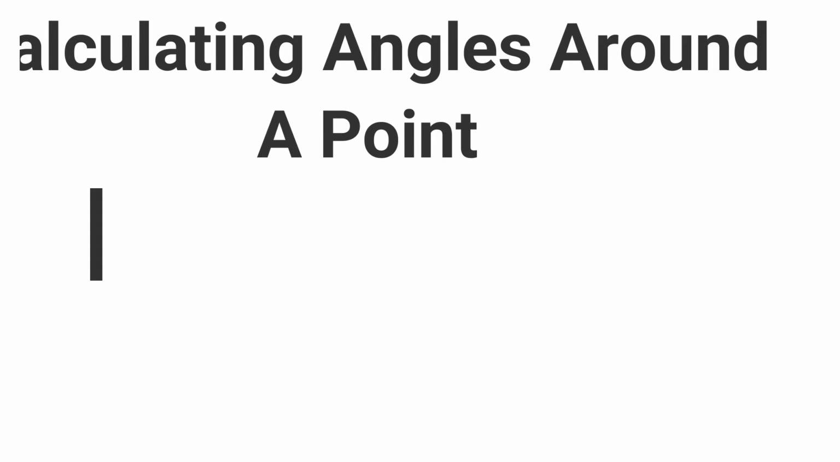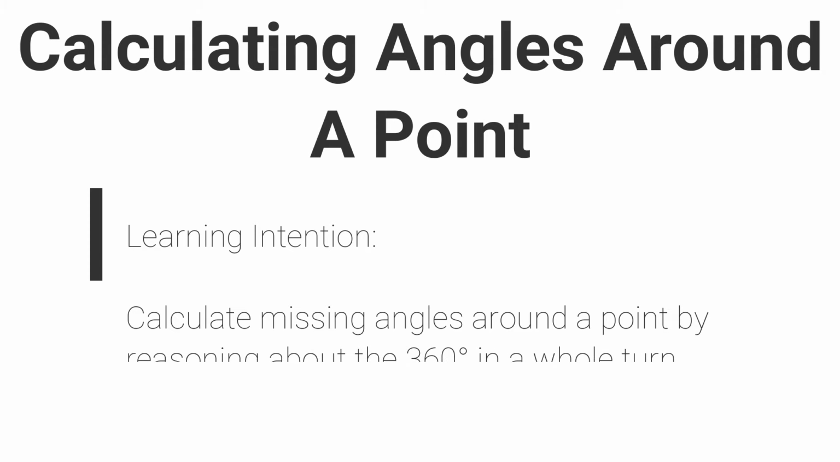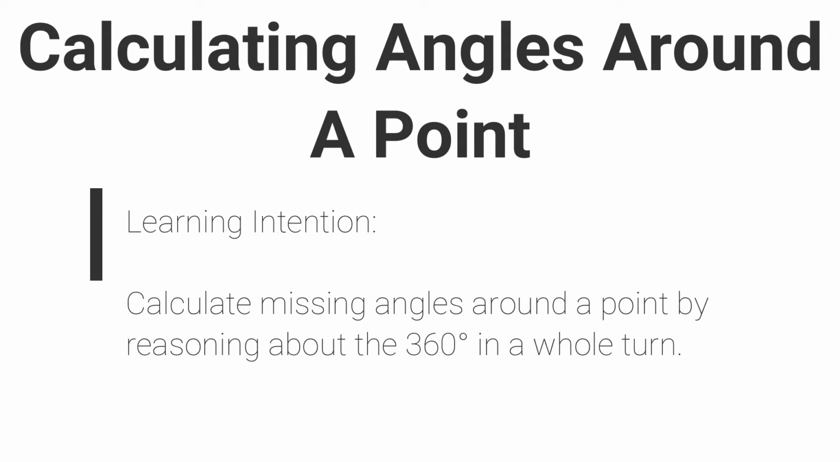Specifically, we'll be looking at calculating the missing angles around a point. Now, this is pretty similar to yesterday's intention of finding the angles on a straight line, because you know a straight line, or a half turn, is 180 degrees. Well, when you're calculating angles around a point, you know that a full turn around that point is 360 degrees. So here's our intention. Calculate missing angles around a point by reasoning about the 360 degrees in a whole turn.